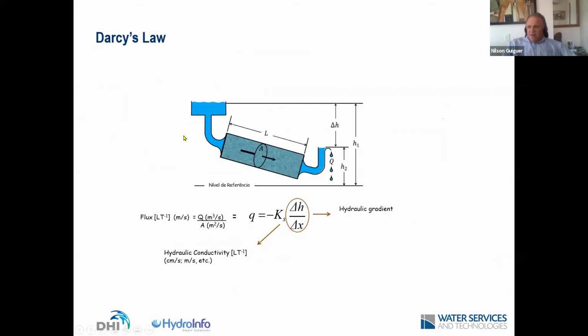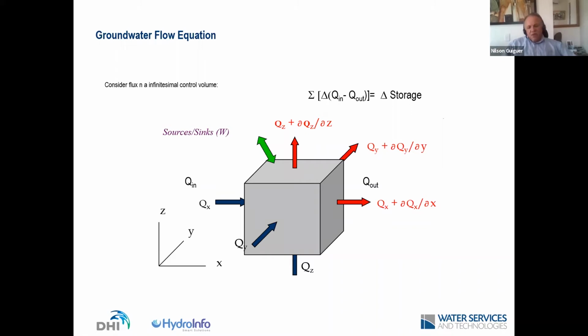Now let's start with some basic concepts. Our groundwater flow model is based on Darcy's law, which basically says the flux is directly proportional to the gradient. It's a very easy law, and the proportionality constant is the hydraulic conductivity. From that, one can derive the groundwater flow equation based on a mass balance: whatever comes in minus whatever comes out has to be equal to whatever is changing in storage. Now, if I bring that to a very small volume, whatever goes out is whatever comes in plus a delta difference.